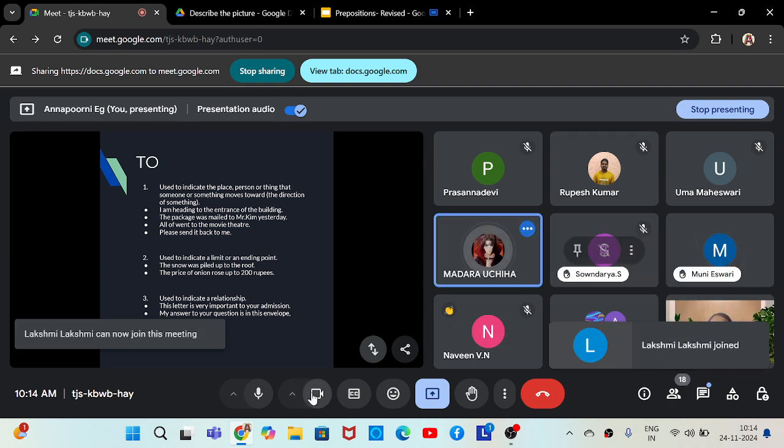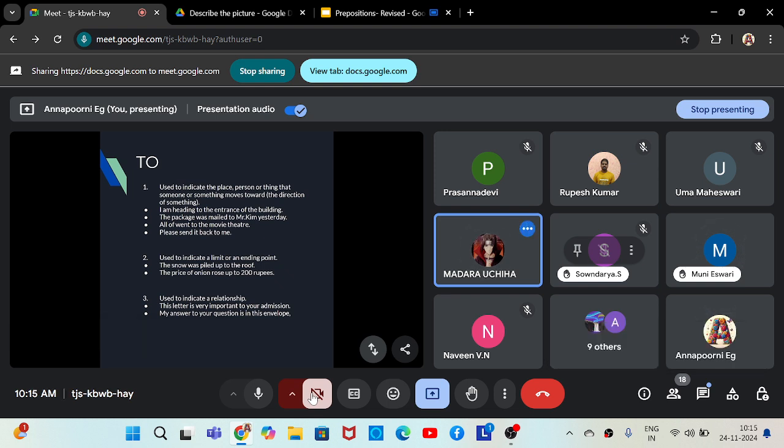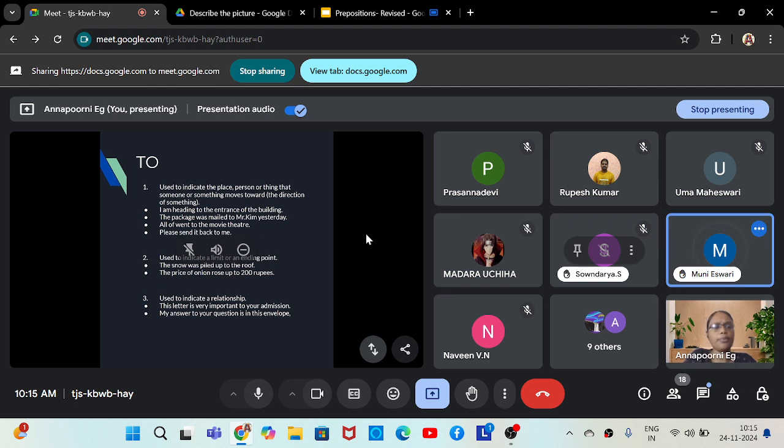The letter is very important to your admission. My answer to your question is in this envelope. Okay, this letter is very important to your admission. So here we can see the relationship between two things. One is the letter and the other one is admission. So the letter and admission are related. So that's why we are telling this letter is very important to your admission.